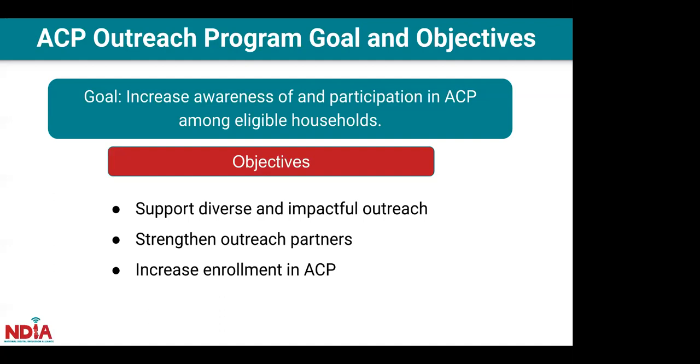Okay, so this is really about increasing awareness and participation in ACP. The top line objectives are to support diverse and impactful outreach and strengthen outreach partners. The FCC has recognized that trusted community organizations are really the right messengers for ACP. Sometimes with government benefits, if something is advertised for free or low cost, maybe it doesn't sound believable, or maybe there's some real confusion about, am I actually eligible for this? How do I even sign up for it? So the outreach grant program was really intended to provide a lot of support for organizations that, for example, already have really strong connections with communities that would likely be eligible for the program.